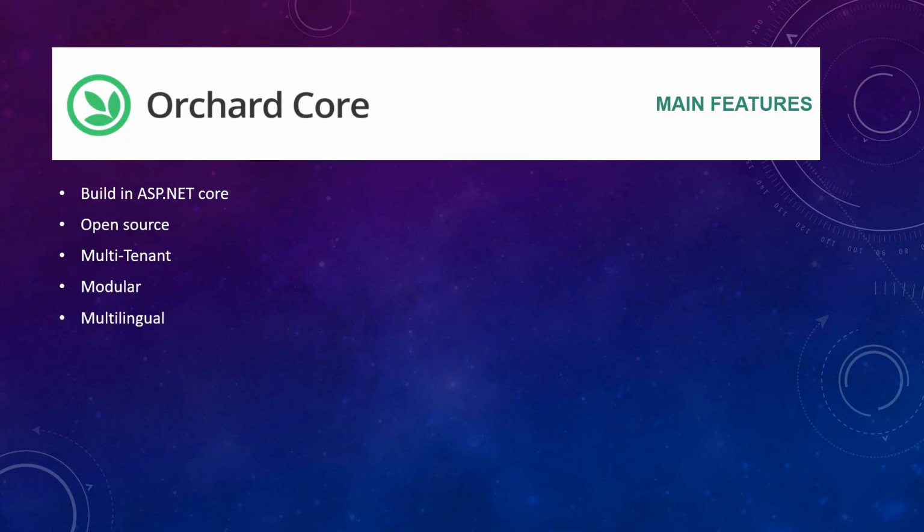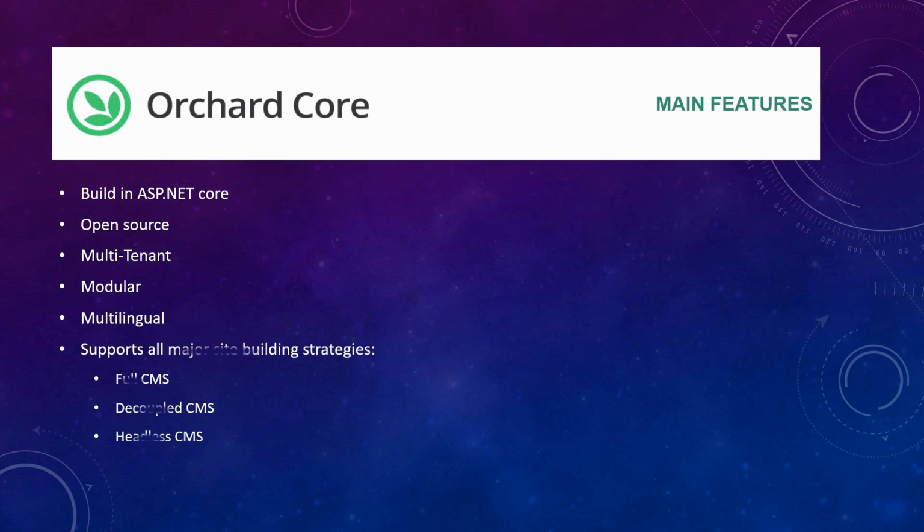Orchard Core is also multilingual, with support for a wide range of languages. You can maintain content in different languages within the CMS, and allow users to switch between English, Spanish, Portuguese, Greek, and more.